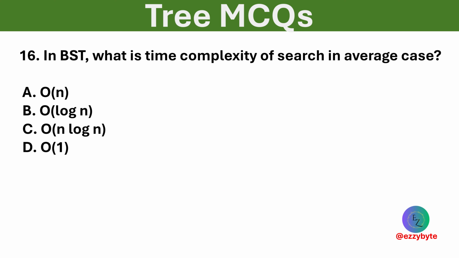In a binary search tree, what is the time complexity of search in the average case? Options are order of n, order of log n, order of n log n, and 1. Option B is correct. Average case is order of log n for a balanced binary search tree.